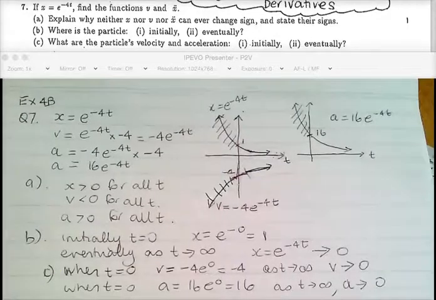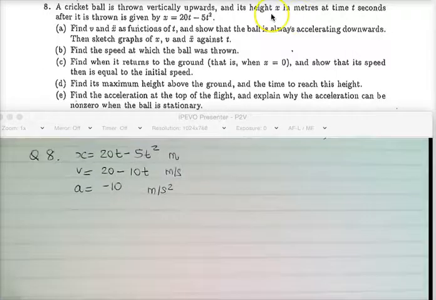That's question 7. Okay, we've got a cricket ball thrown vertically upwards, and this is its height in meters at time t seconds, given by x equals 20t minus 5t squared.